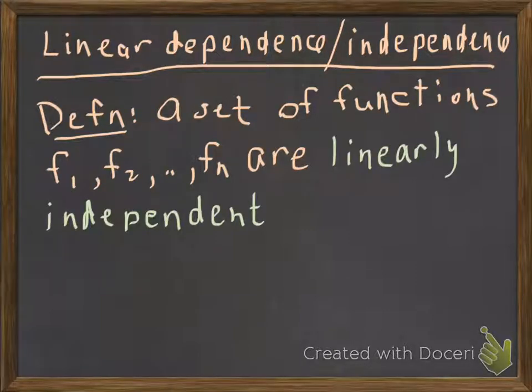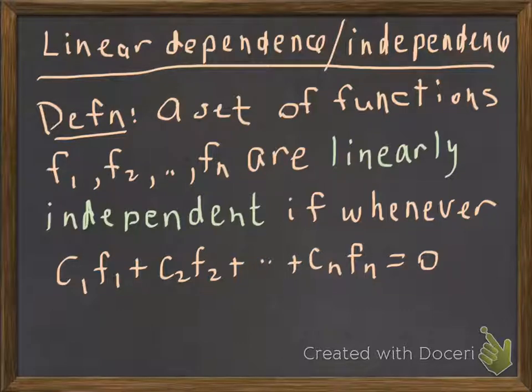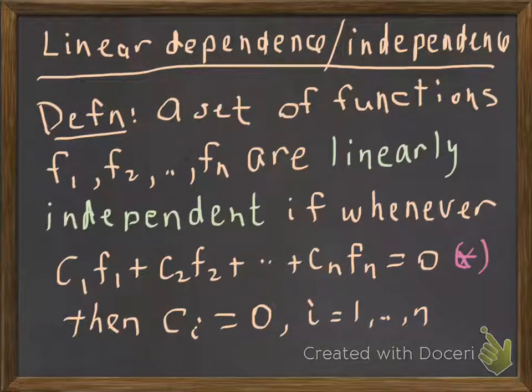The first is, let's say I have a set of functions, f1 through fn. We will say they are linearly independent if whenever I can write an equation of the form c1 f1 plus c2 f2 plus and so on up to cn fn equals 0, where my c sub i's are just real numbers, and I'll call that equation star, that must mean that all my c sub i's are equal to 0. In other words, the only way I can write equation star is if all of the constants in front of my functions are equal to 0. That's what it means for a set of functions to be linearly independent.